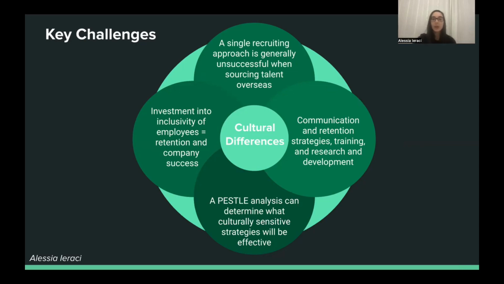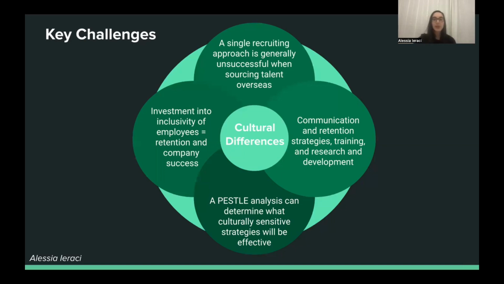For example, communication styles and cultural nuances between countries may differ, and one may prefer a formal style of communicating and perceive it as disrespectful if someone from another culture does not reciprocate the same style of communication. The social and environmental aspects of a PESTLE analysis can assist in determining what strategies will be effective for the cultural sensitivity of the Woolworths Group.